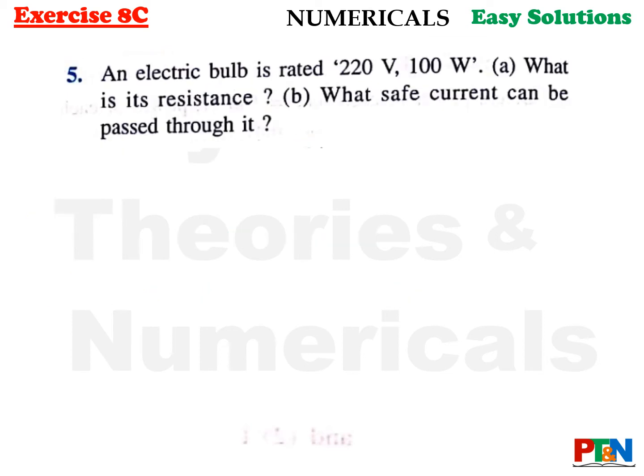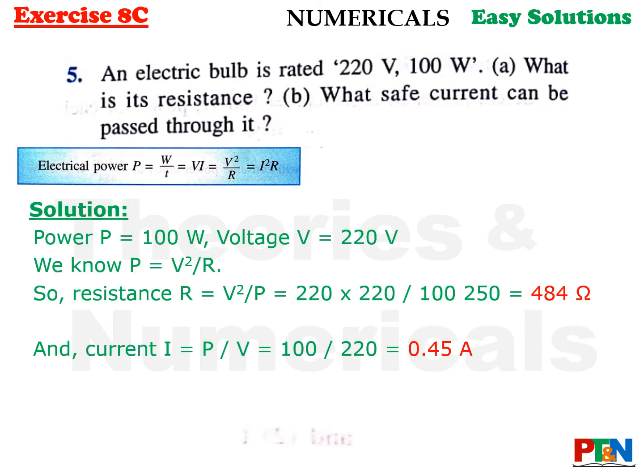An electric bulb rated 200 volt, 100 watt. What is its resistance? What safe current can be passed through it? Again, simple formula. Put the values. Have a look, and get the answer. No need for me to read it out.